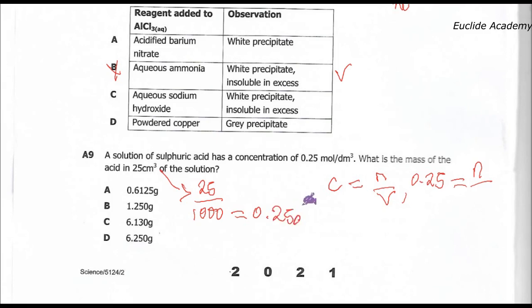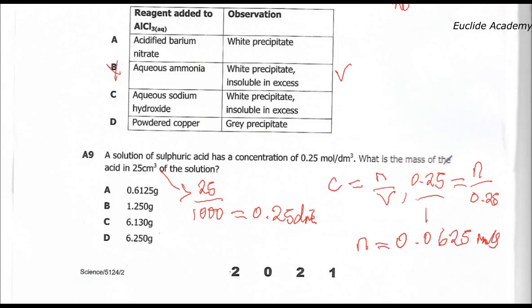So 0.25 is now in decimeters cubed. Okay, so now this is our volume, so we're going to put it here as 0.25 decimeters cubed. Now I want to find the number of moles, and simply here we cross multiply. So the number of moles is going to be equal to 0.25 times 0.25, or 0.25 squared, and this should give us 0.0625 moles. So those are the number of moles that we have of the acid in the solution.